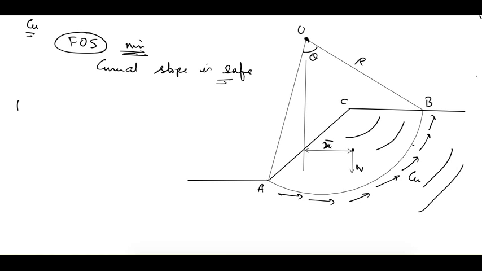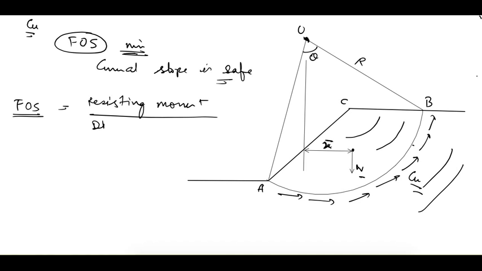Then the question is, how do we find this factor of safety? It is found by taking the moment of the forces about the center of the circle. We take the moment of the driving or disturbing force, and the moment of the resisting force. The resisting force here is the cohesion, whereas the driving force is the weight of the soil. So the factor of safety is given as the resisting moment divided by the disturbing moment.